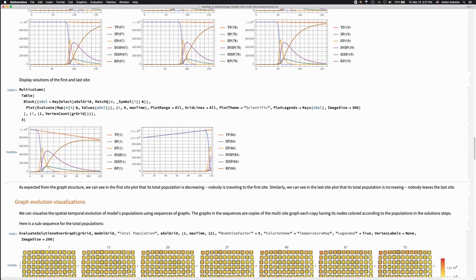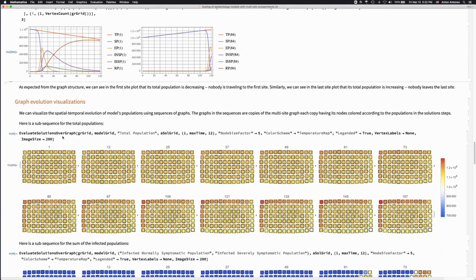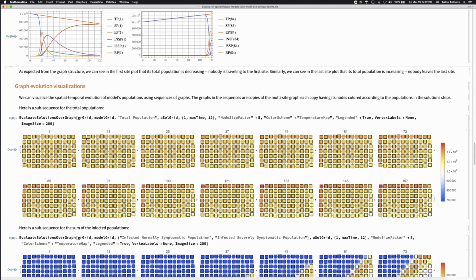But if I plot the first and the last sites, you can see how the total population of the first site decreased, and this is to be expected because nobody is traveling to the first site, and the total population of the last site increased because people just go to it. But even if people left, my point is that what we see here with the first site definitely fits our expectations.